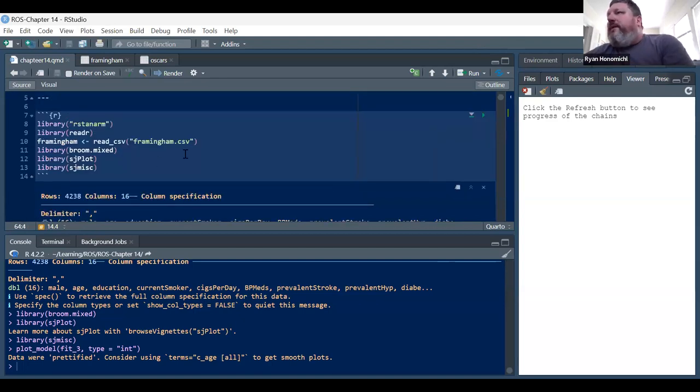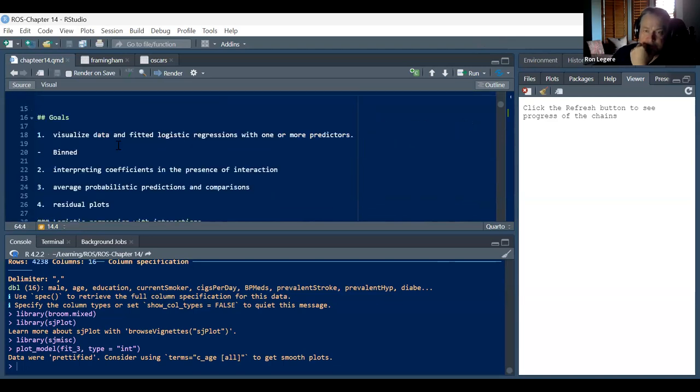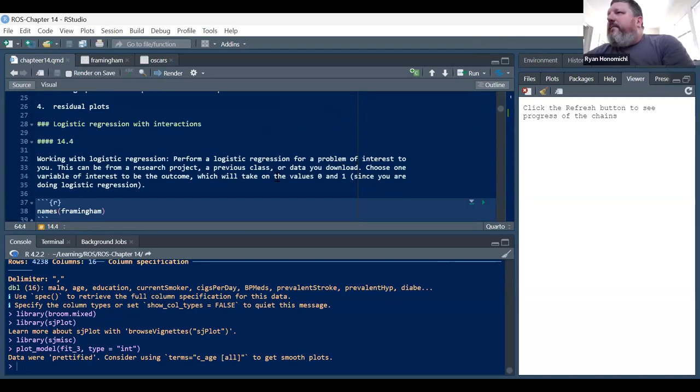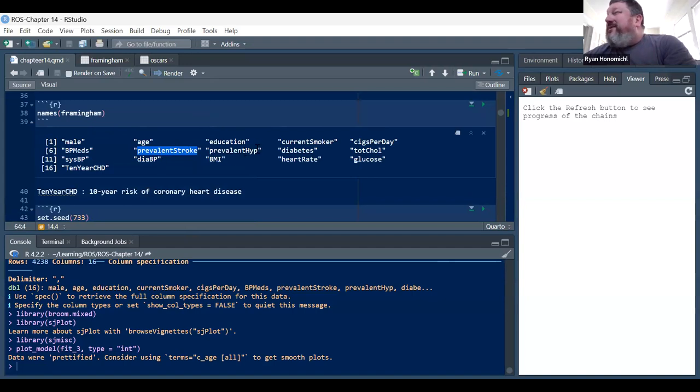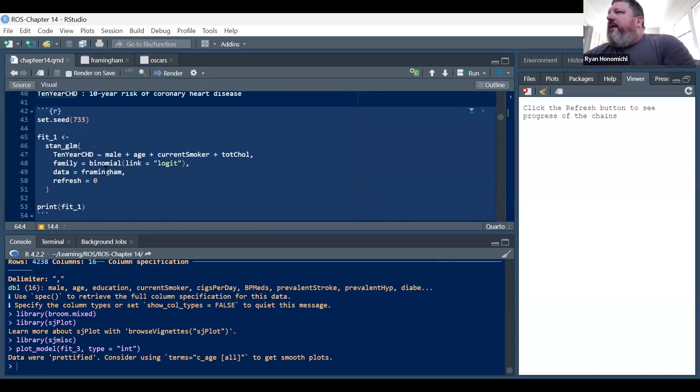I couldn't really find any good examples, so I'm using what's called the Framingham study. I don't know if you're familiar with that. It's a study of heart disease. It's pretty famous. So the main outcome is 10-year cardiovascular heart disease risk. You can see whether they're male, age, education, which I didn't mess with because it was categorical, whether or not they're a current smoker, cigarettes per day, whether they're taking BP meds. I couldn't really figure out what prevalence is about, maybe whether they have a risk factor for stroke or hypertension. Anyway, you get the point. I'm open to doing anything else, but I just picked gender, age, current smoker, and total cholesterol.